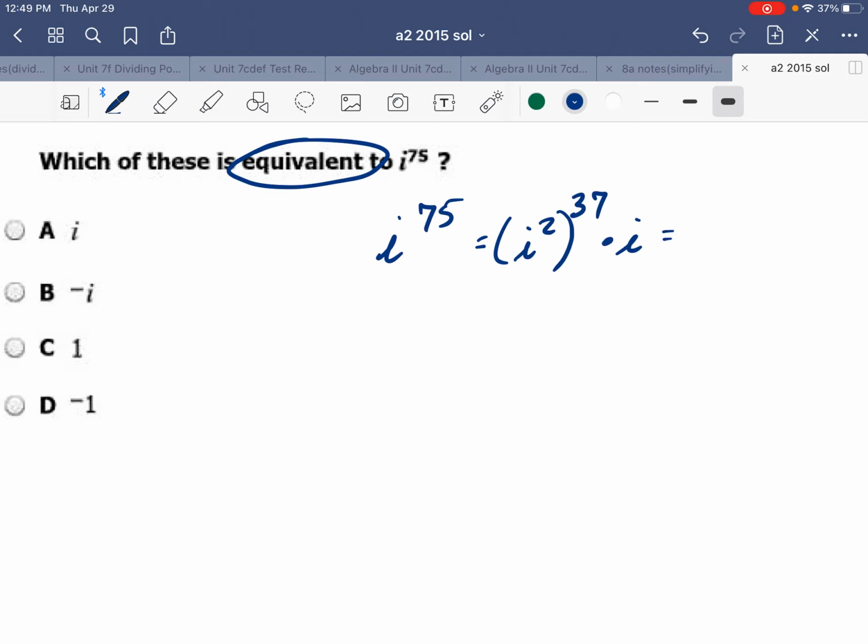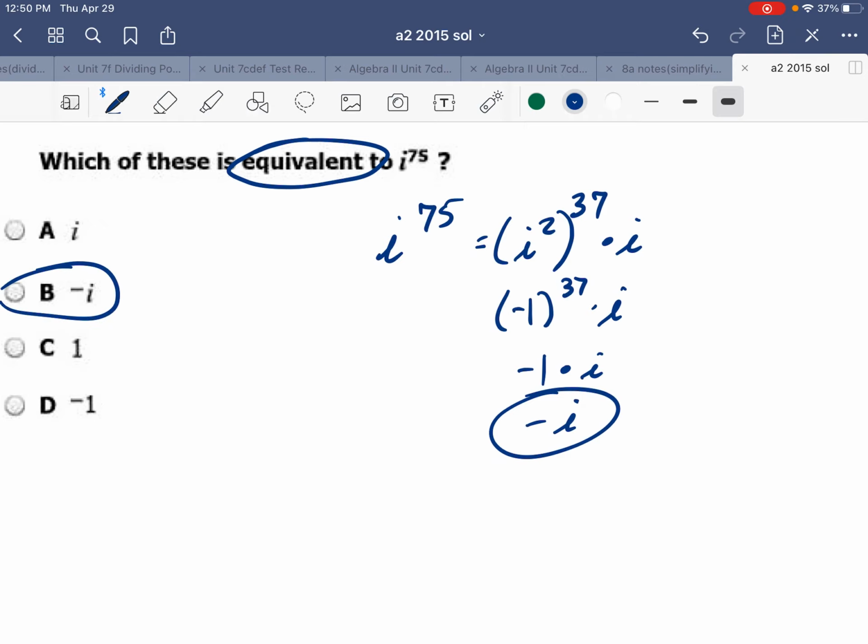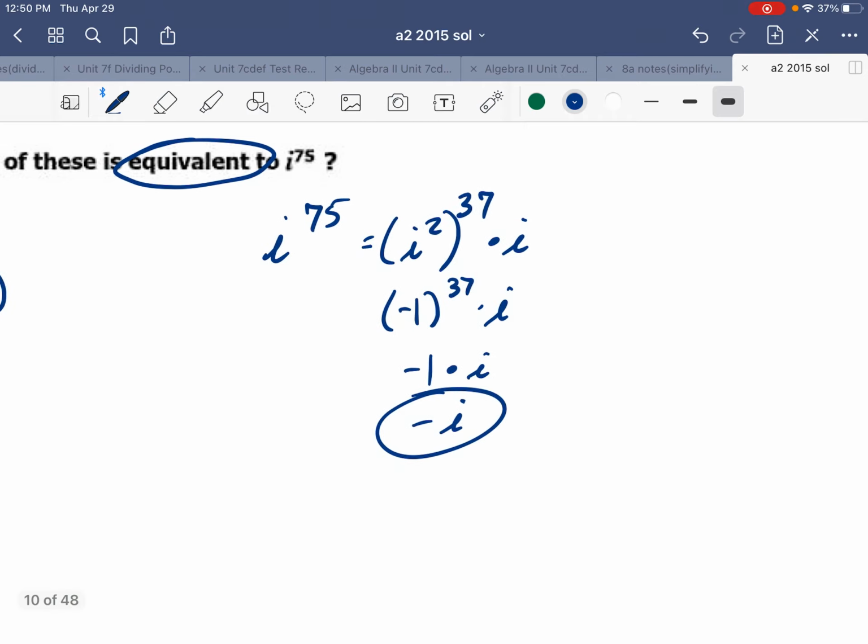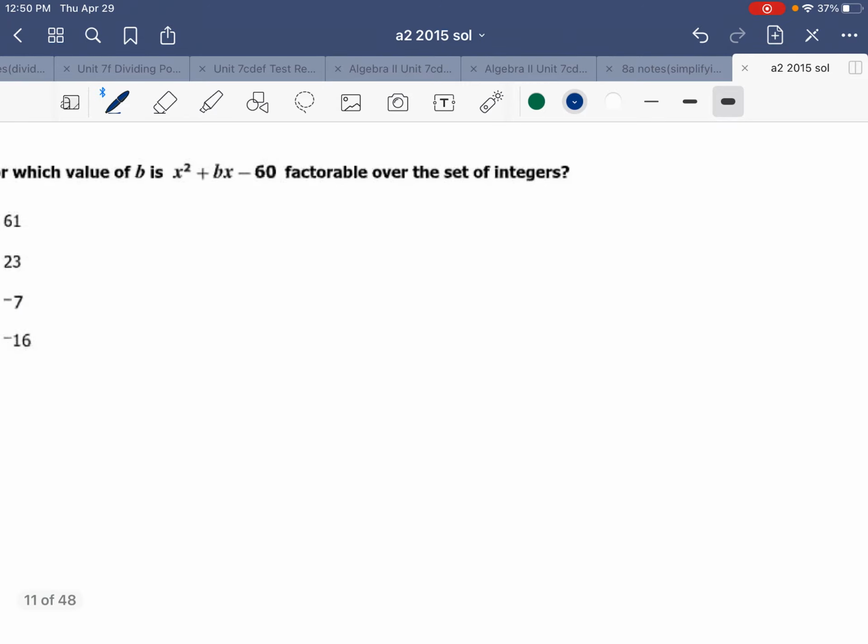i squared, let me do it right down below. i squared is -1. -1 to the 37th, you can do that in the calculator, but if it's to an odd number, it's always going to be -1 times i is -i. And there you go. All right, so that's how you do that. So that's about the only time equivalent's not going to work.